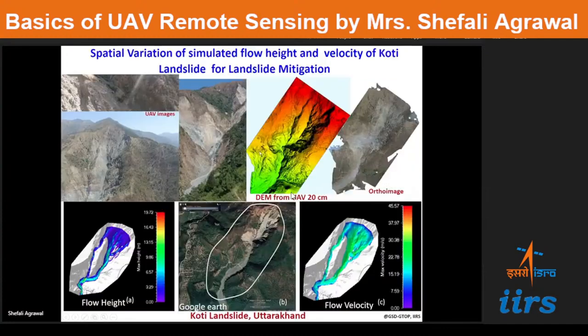This is another example, showing the spatial variation of a simulated flow height and velocity of the landslide area. It's a dormant landslide, but we could collect very high resolution data by flying along the slope of the hill, and from this generated elevation information of the order of 20 centimeters and an ortho image. Then we did RAMMS modeling, in which it was estimated, if there is a landslide along the slope, what will be the speed, flow height, and velocity, and which areas will be impacted.